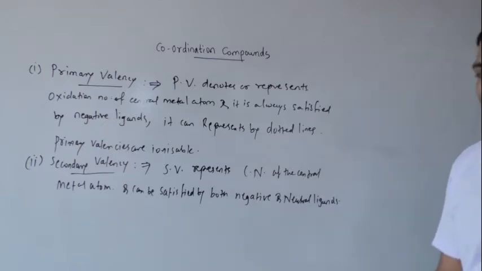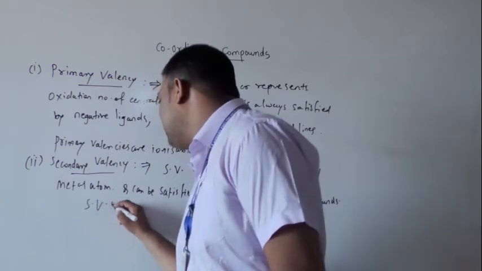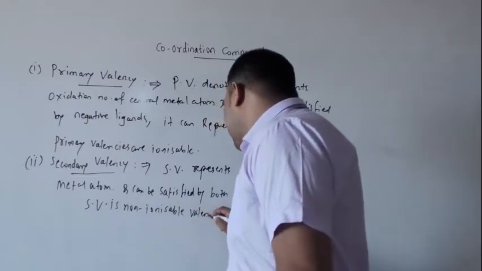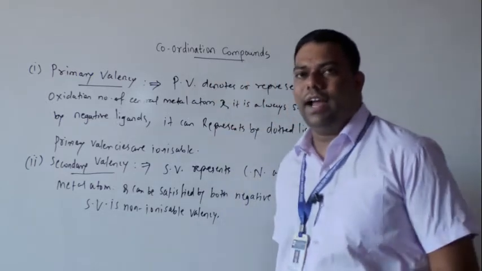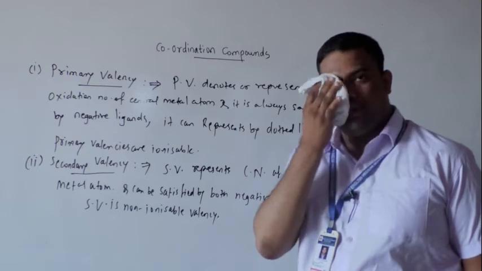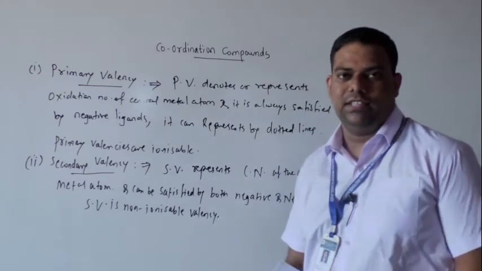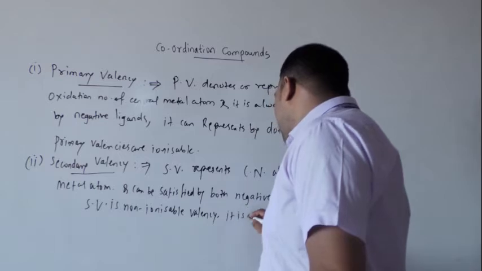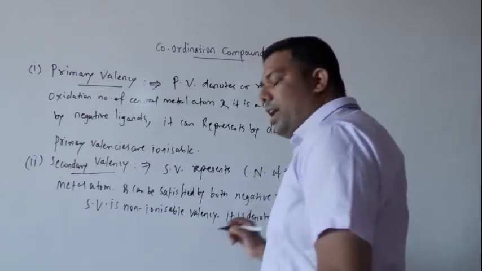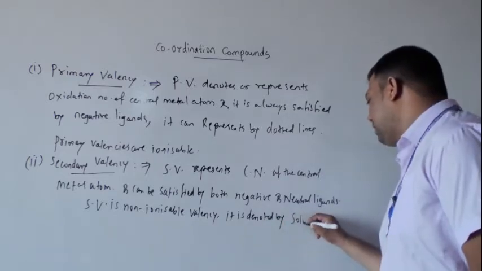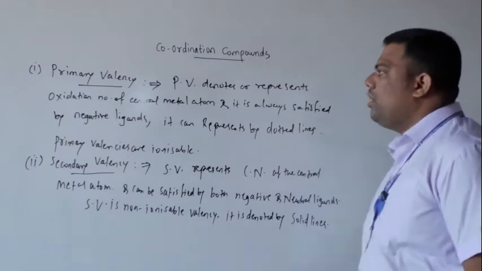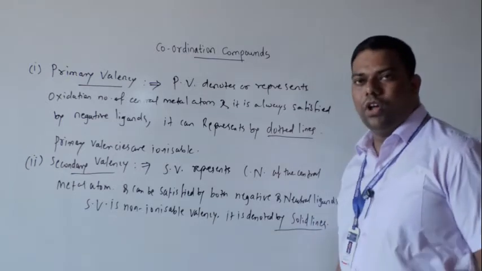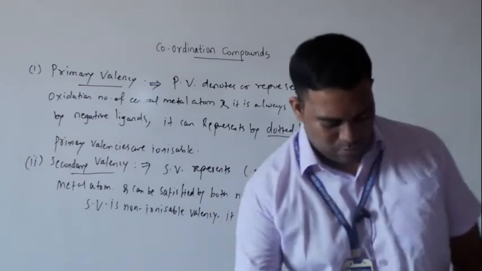Now we can write that secondary valency is a non-ionizable valency, and it is denoted by solid lines. Whereas primary valency is denoted or represented by dotted lines, secondary valency is denoted by solid lines. I hope you understood this.